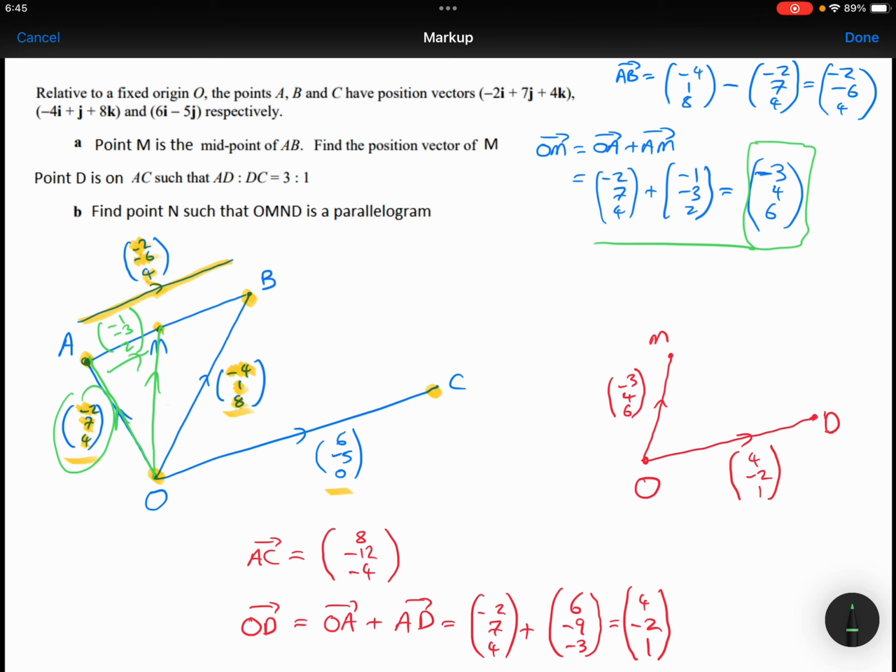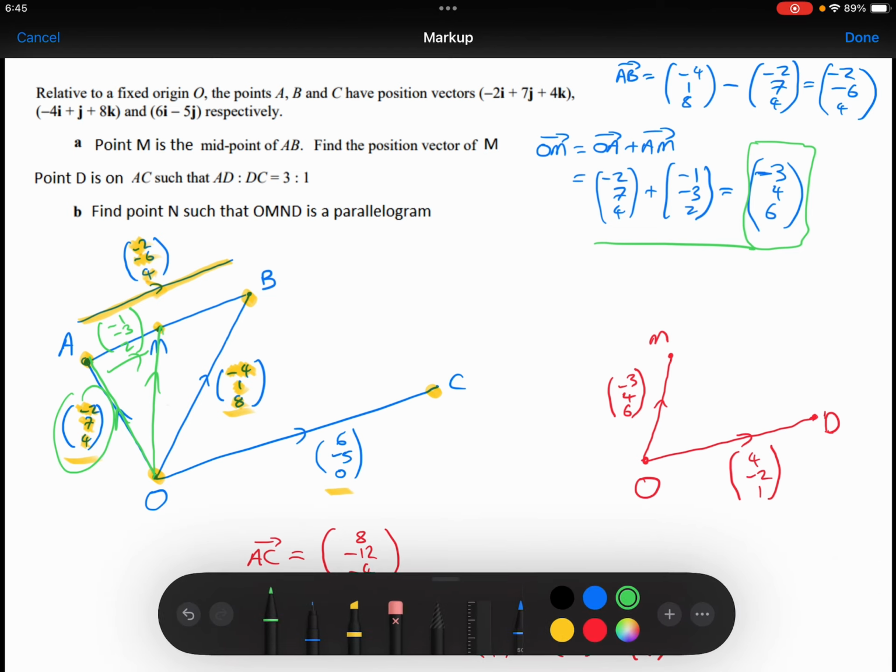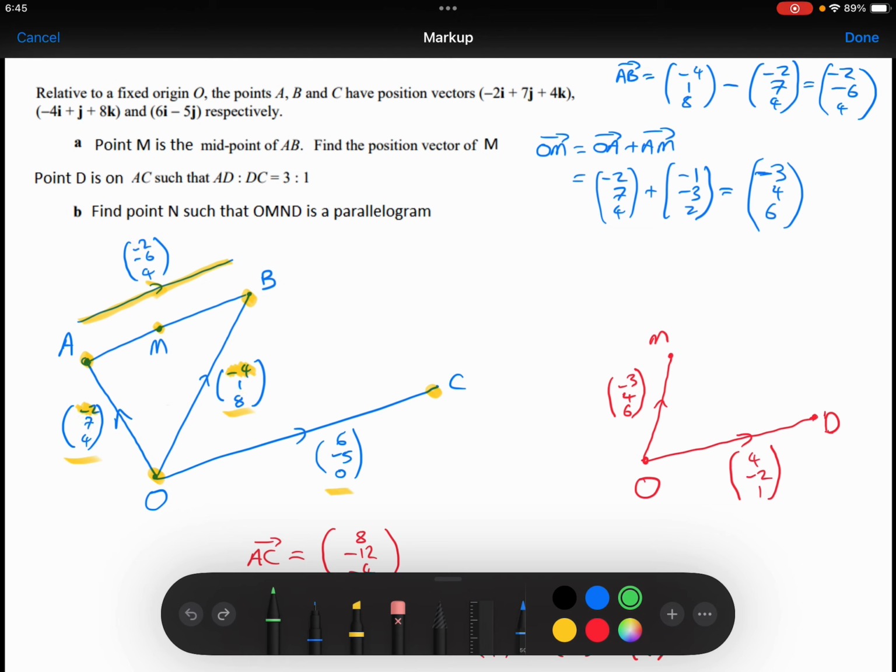We're then told that point D is on the line A to C. So let me just clear my diagram a bit. Such that AD to DC is 3 to 1. So we've got the line A to C here, and D is on that line. So that A to D is 3 parts and D to C is 1 part. So that's 3/4 of the way along that line.